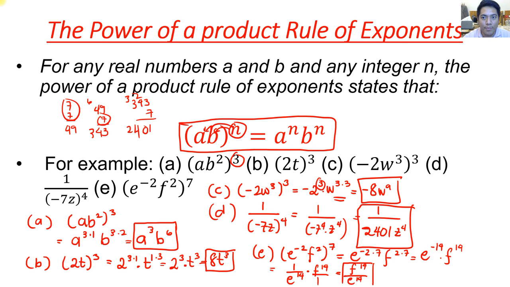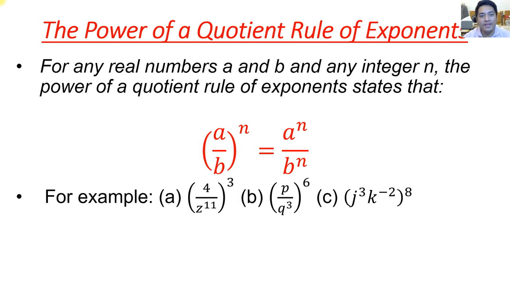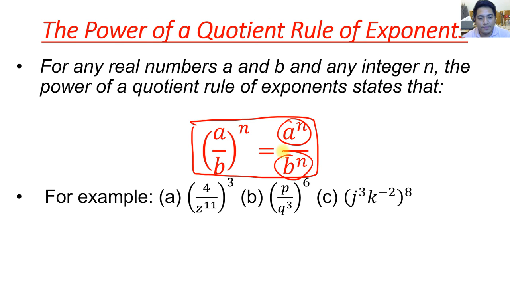That is the power of a product rule of exponents. We just simply distribute the power on each of the variables. So, last we have the quotient rule, the power of a quotient rule. Just as we can distribute in the product rule, we can also distribute in the quotient rule. So we have (A all over B) raised to n equal to A raised to n all over B raised to n.